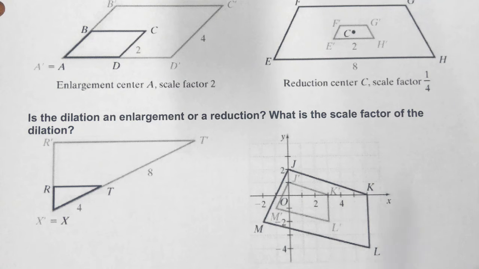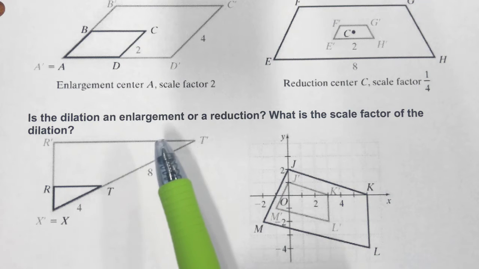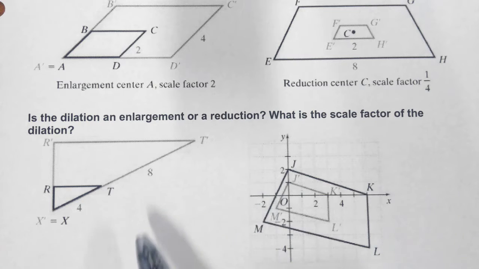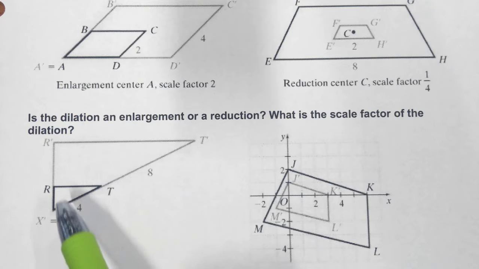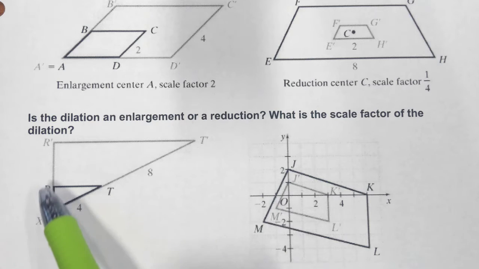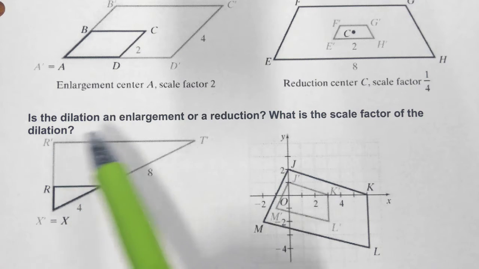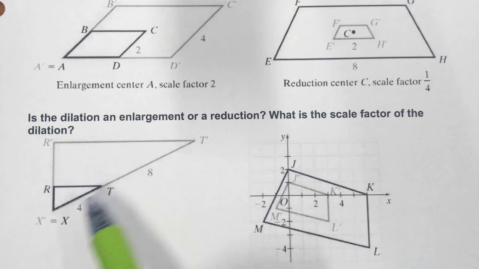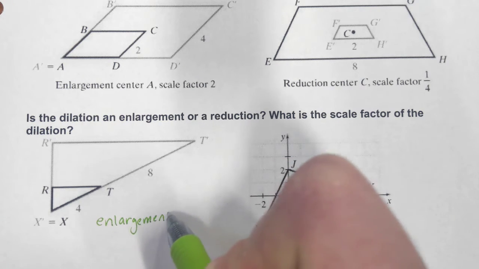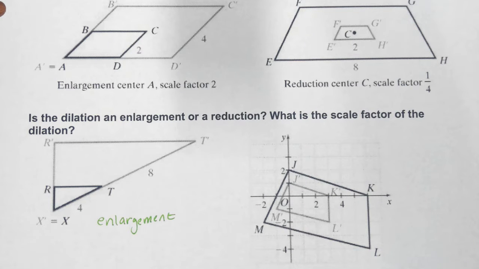This is a pretty easy one. They're going to say, is the dilation an enlargement or a reduction? And then what's the scale factor of that dilation? The original one is not going to have the prime notation on the vertices. So it looks like this is the original, and then this big triangle is the new image. If the preimage is smaller than the image, this obviously is an enlargement, because the new one is way bigger than the original.